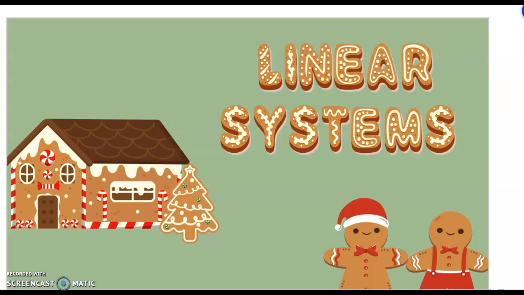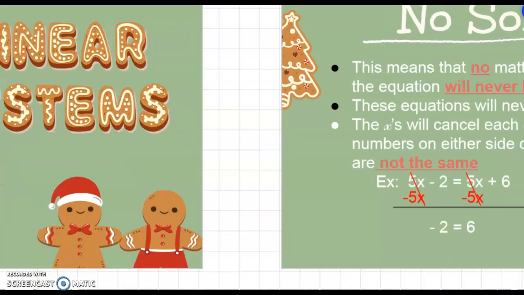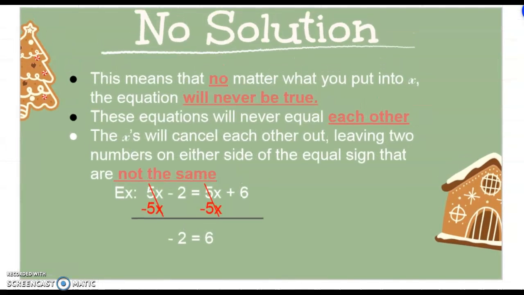Linear systems. Now this is where this comes in important. No solution. Remember, these problems, no matter what you put x into, they'll never be true. The numbers on either side of the equal sign will never be the same. These equations will never be equal to each other, ever.